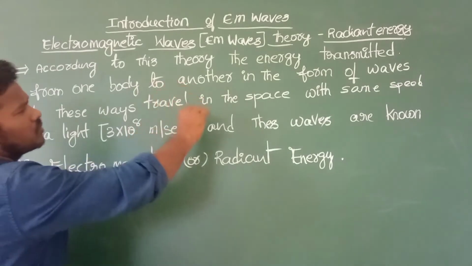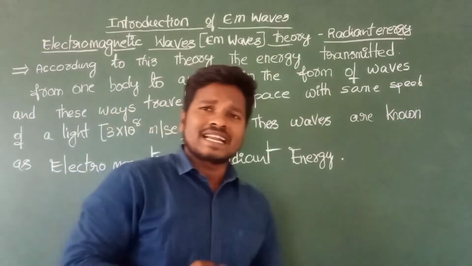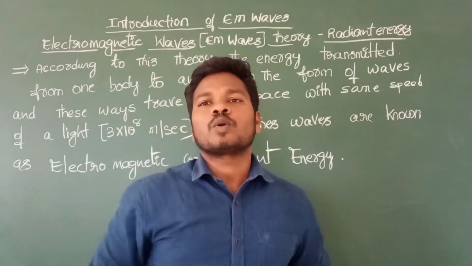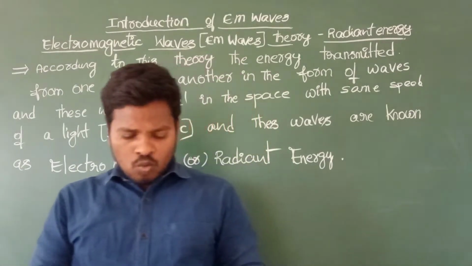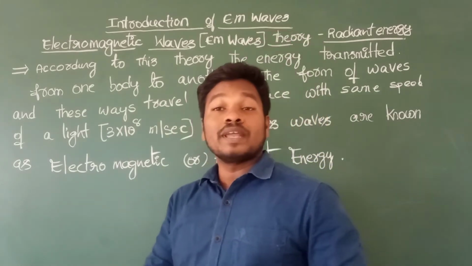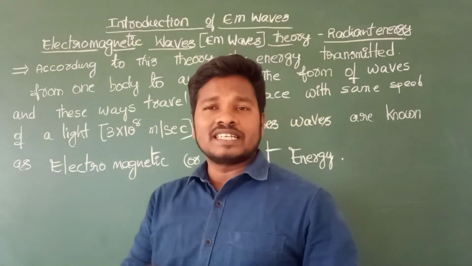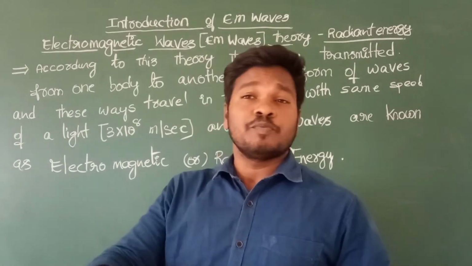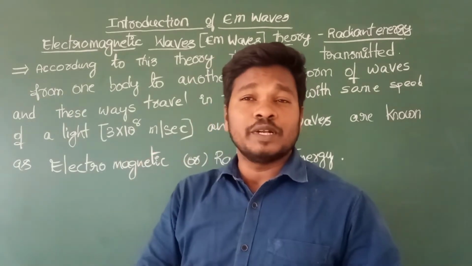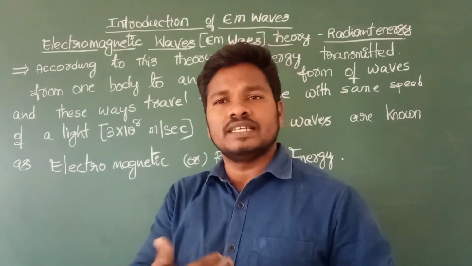The electromagnetic wave theory is also called the radiant energy theory, or EM waves. EM stands for electromagnetic. What are the characteristics of electromagnetic waves? How many types are there? What is meant by frequency? What is meant by wavelength? What is meant by time period? What is meant by amplitude? We will discuss everything in detail.